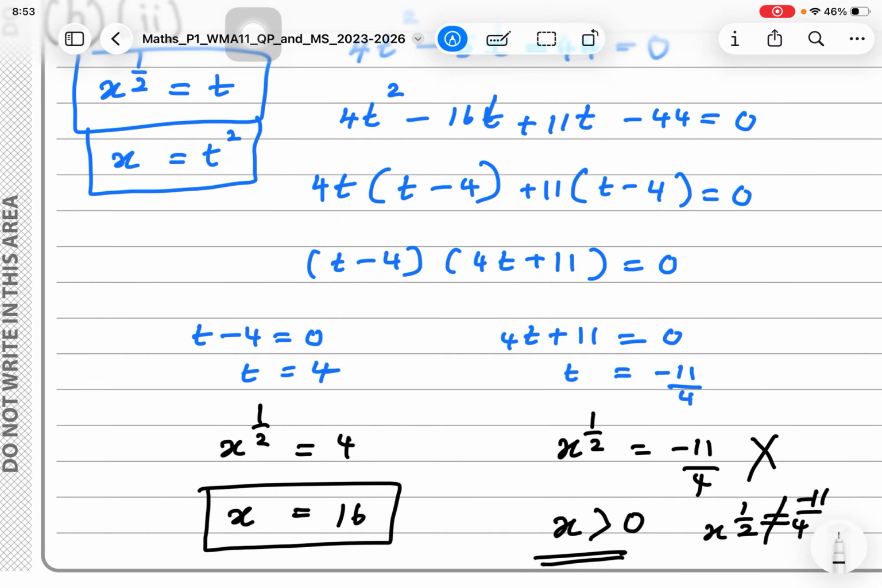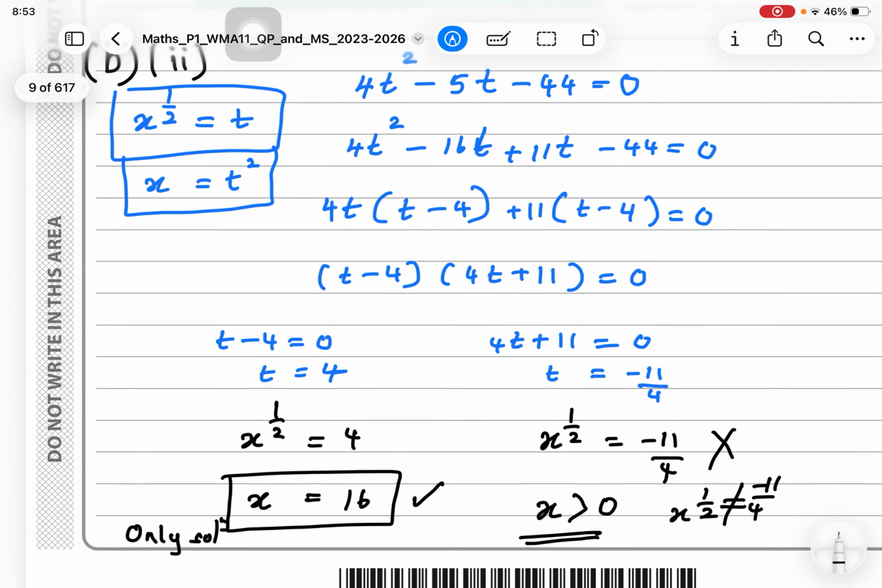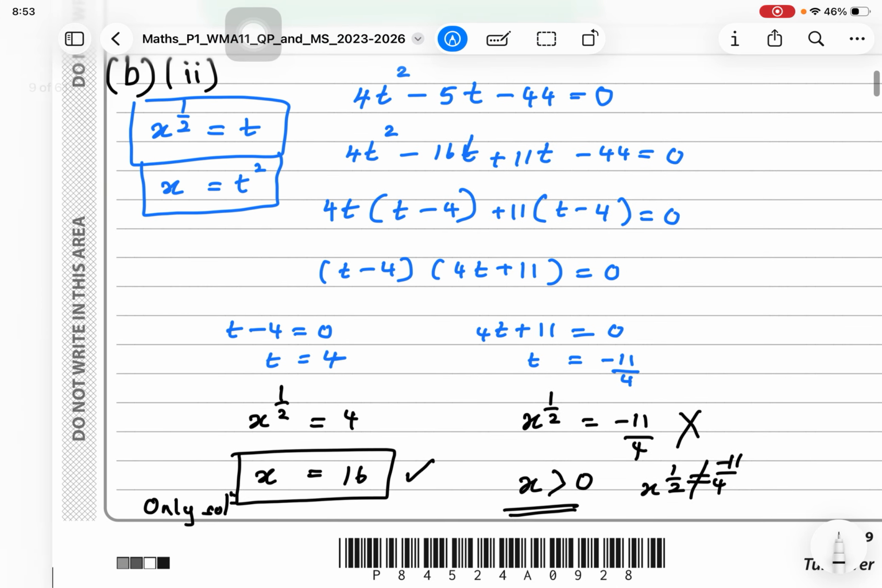That's what they wanted to prove: x equals 16 is the only solution. So we can easily prove it with this method. This is how you complete the full question so that you can get the full marks, the 10 out of 10. Thank you.